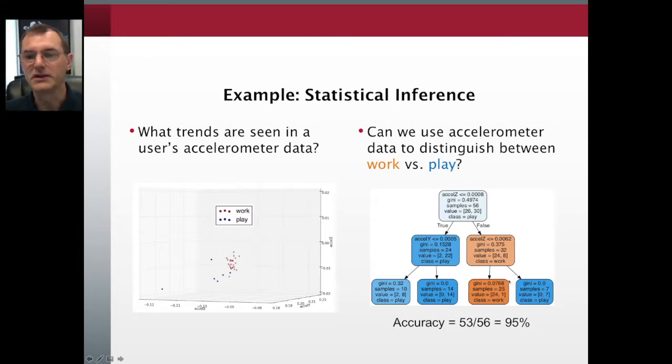So if we were using this tree to classify the 56 examples that are in our data set, we would get 53 of the 56 correct for a general accuracy value of 95%, which is a pretty good result for predicting whether someone is working or playing based on their accelerometer data. So these are the kind of questions and methods and models that we can apply in order to perform statistical inference.